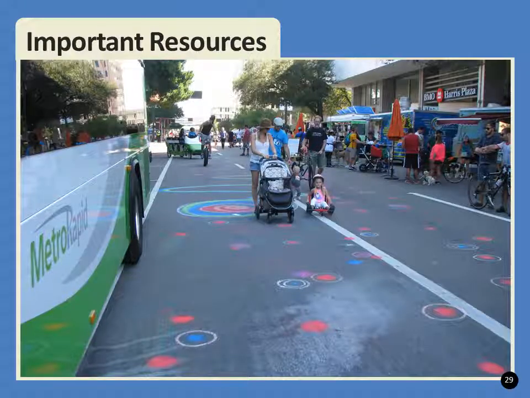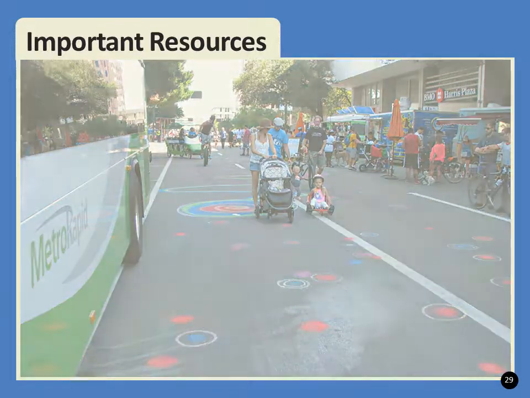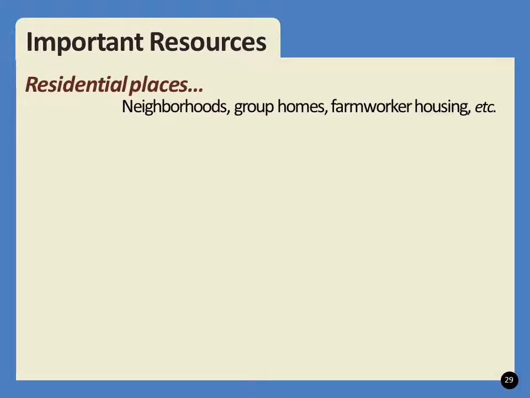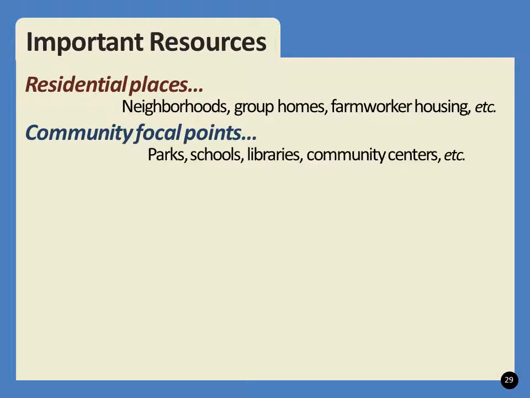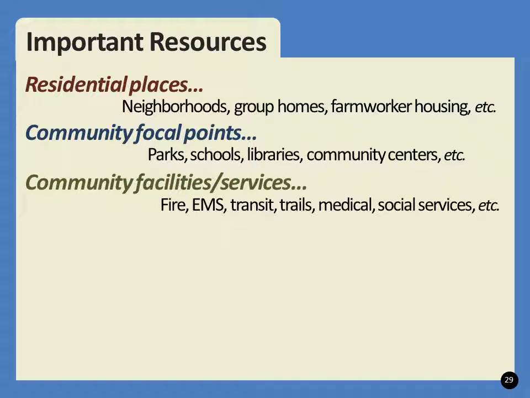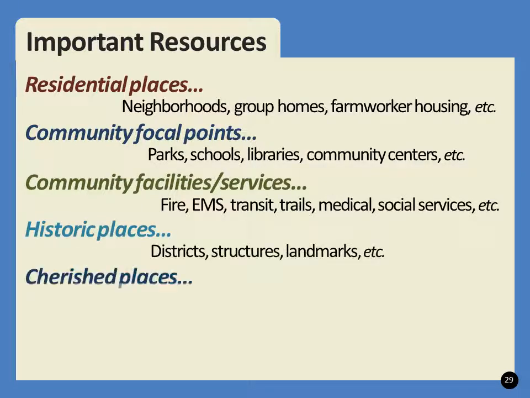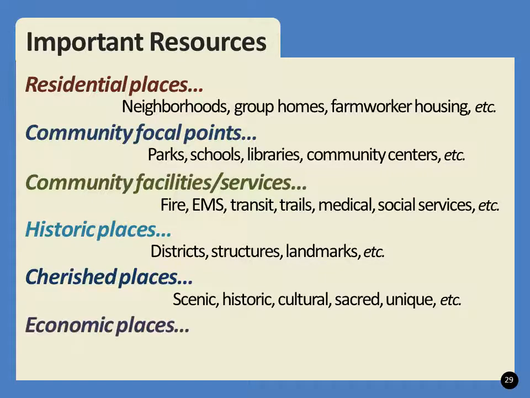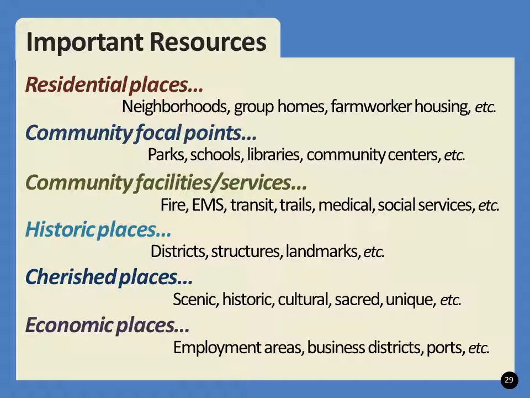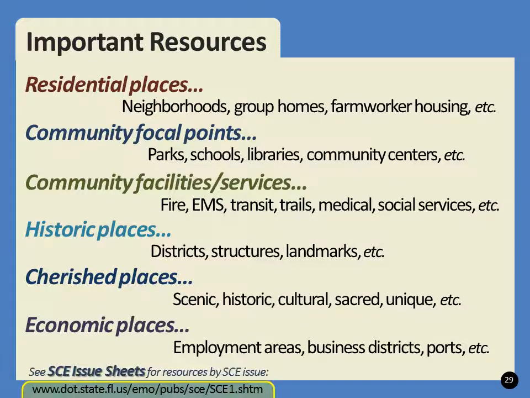The potential for project effects on important community resources is a consideration of SCE evaluation. The community inventory therefore contains a full spectrum of important community places and features in the study area, including residential places, community focal points, community facilities and services, historic places, cherished places, economic places, and any facility, service, or other resource that is significant to the people in the community. Refer to the SCE issue sheets on the department's website for a listing of resources by SCE issue.